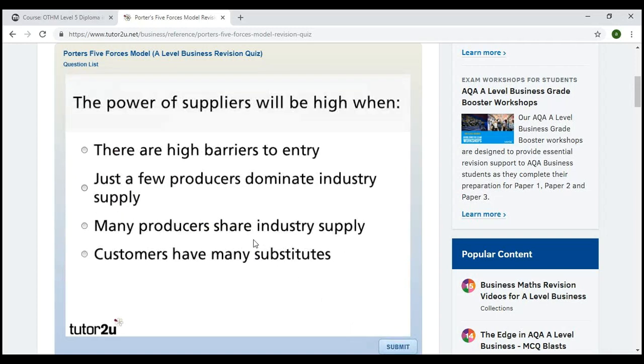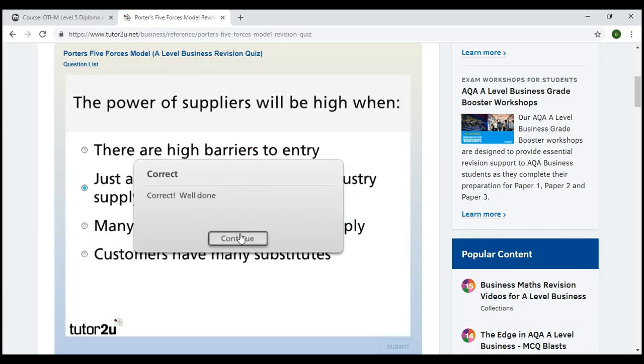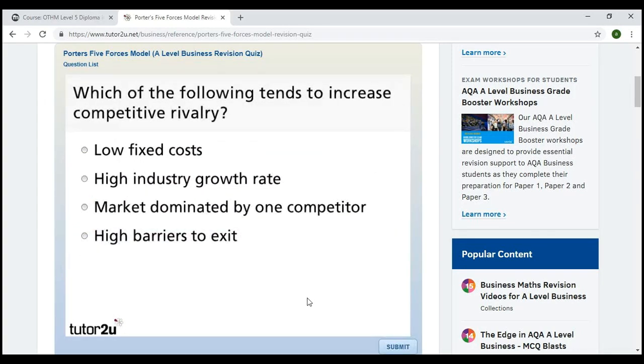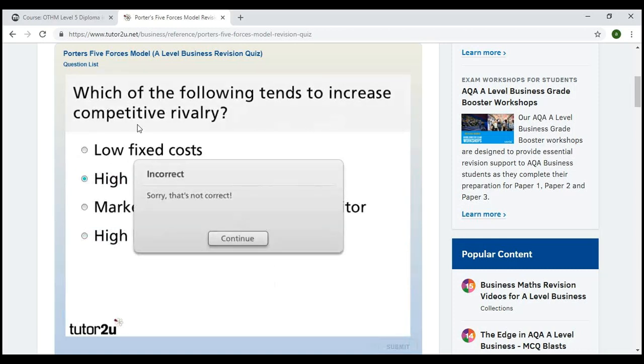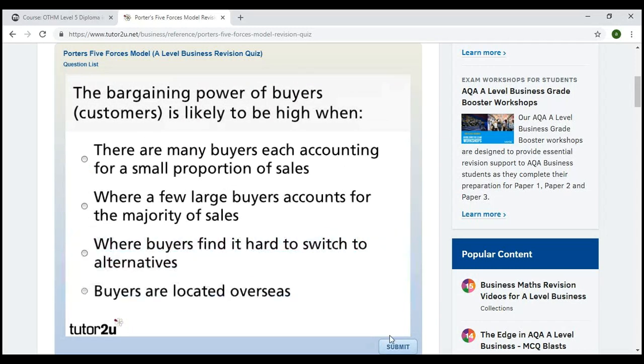Okay, we'll go through. The power of suppliers will be high when? Well, just a few producers dominate industry supply, B. Well done, correct. Which of the following tends to increase competitive rivalry? Maybe high industry growth rate. High industry growth rate. Okay, we'll go through.